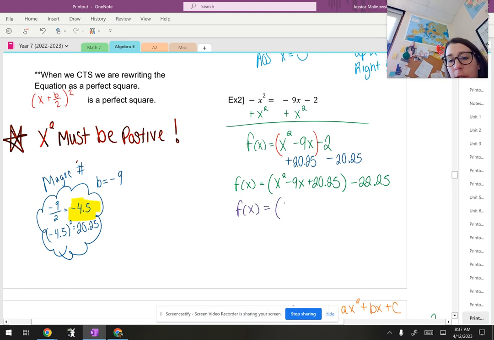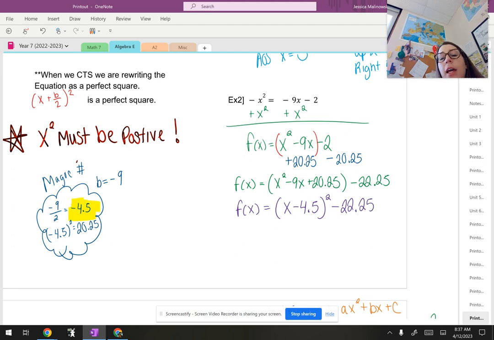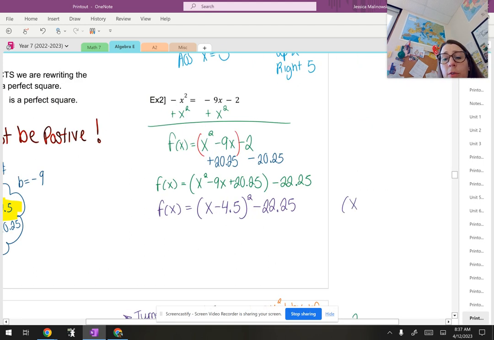So this is going to be x, and this 4.5 was negative, so this is minus 4.5, quantity squared. And then just carry down your k value. And again, we could always go off to the side and double check that x minus 4.5 times x minus 4.5 is going to give us x squared, negative 4.5x, negative 4.5x, positive 20.25. And it will end up giving me what I started with. We could always double check it, but trust the process, my dears.